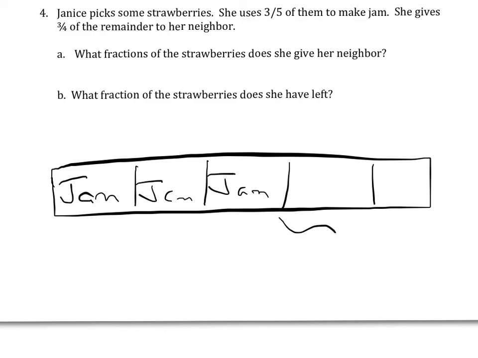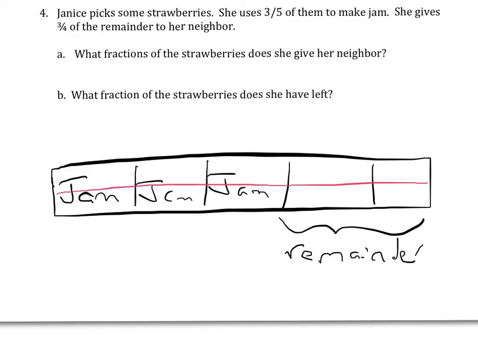So this is the remainder. And I want you to think of the remainder as what's left over, and it's 2/5, because 3/5 was used to make jam, 2/5 is what adds up to a whole. And she gives 3/4 of the remainder. But there are only 2 sections here, and I just split them into 4. So I can be clever, and I'm going to split these 2, so they're now 4 sections, and I'm going to continue the line all the way to the beginning.